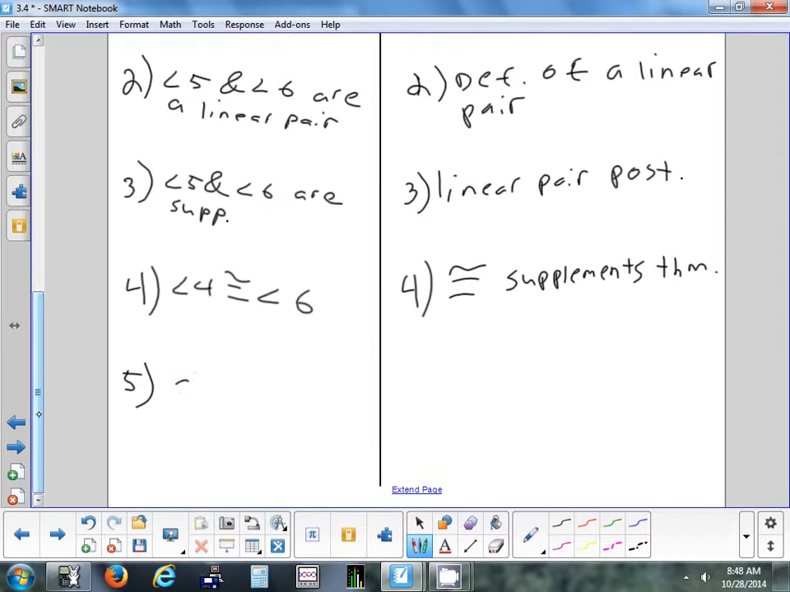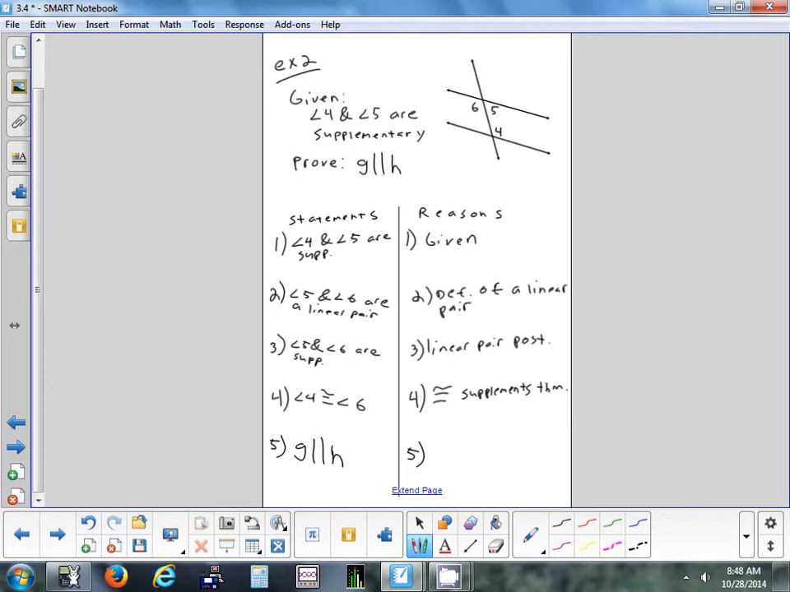So G is now parallel to H. What's the reason? How come we can say G is parallel to H? Consecutive interior angles congruent. Well, that's what we're trying to prove. That's the theorem we are proving, the consecutive interior angles converse. So we can't use that as a reason in the proof.